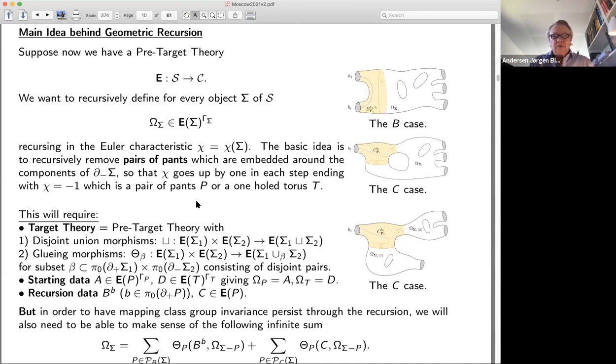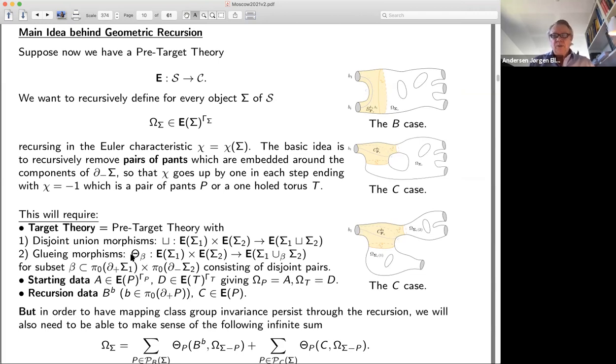So what am I asking for? Well, I definitely am asking for this pre-target theory to be given. But I also need a disjoint union morphism. So that means that if I have something in the vector space associated to one surface and something associated to another surface, I would like to be able to deduce something associated to both surfaces. So that's the disjoint union morphism. It's just a linear map like this.